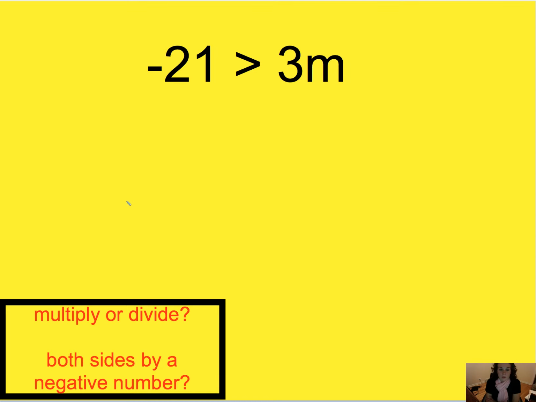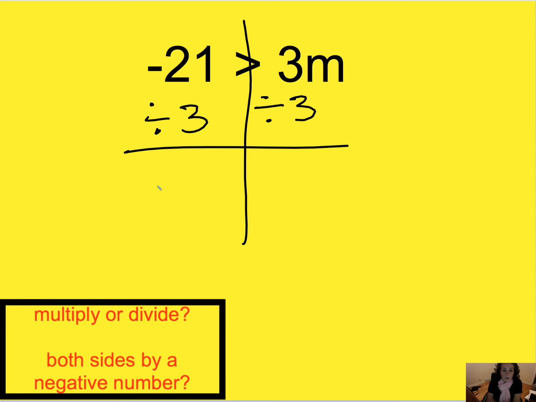Next example, negative 21 is greater than 3m. Again, separate your two sides. The variable's on the right this time, and so is the 3. It's multiplication, so we are going to divide by 3. Negative 21 divided by 3 is negative 7.